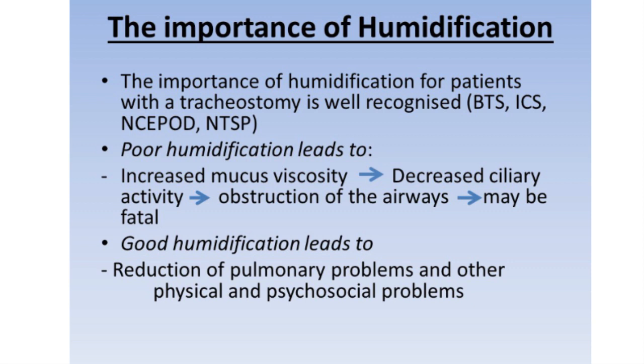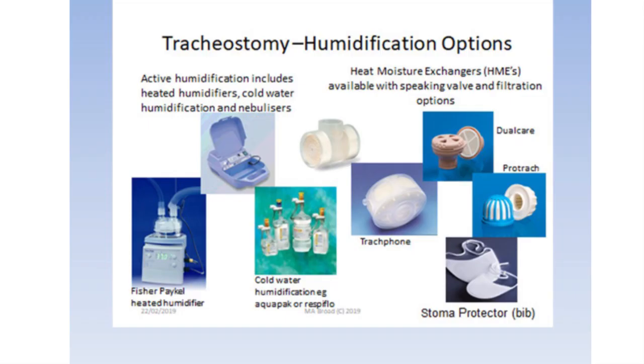In normal airways, air is warmed, moistened and filtered as we inhale. 70% of humidification occurs in the nasopharynx, thus mouth breathing is less effective. Humidification is less effective again when bypassing the upper airways. So on this slide, you'll just see a range of the different methods of humidification for tracheostomies, and again, we will show some of these in the practical demonstration.